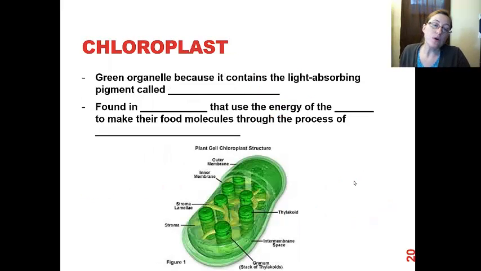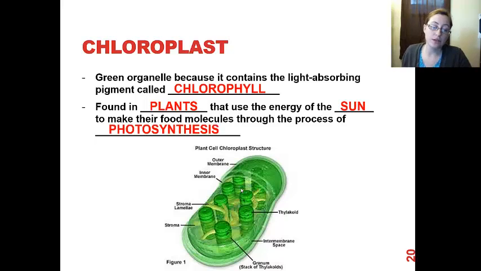Okay, if you are a special cell like a plant cell or some algae and some bacteria, you then contain a chloroplast because you don't eat food. Instead, you're going to absorb energy from light, and that pigment is going to be called chlorophyll. So the reason why chloroplasts are green is because they contain this green pigment, and it's specifically meant to absorb sunlight energy. So this is found in plants, and they're going to use the energy of the sun to make their food molecules through that process of photosynthesis.